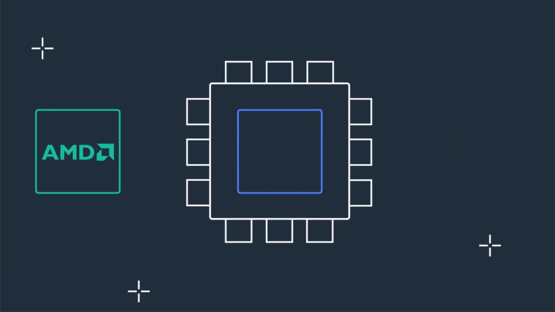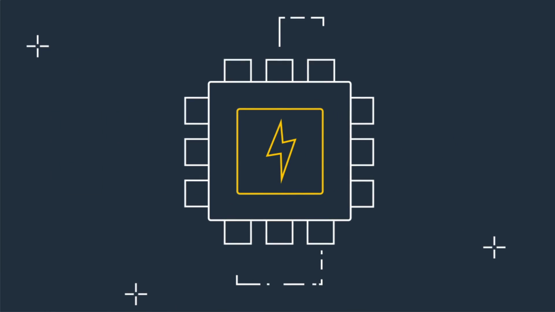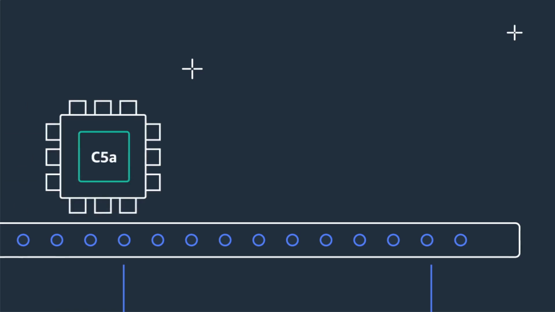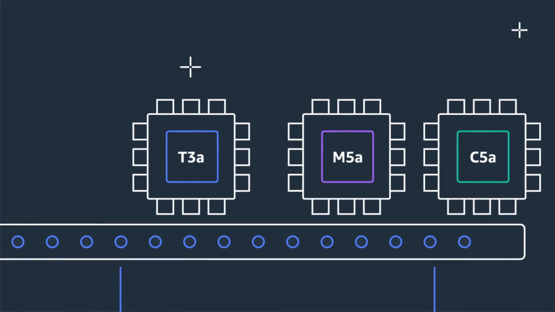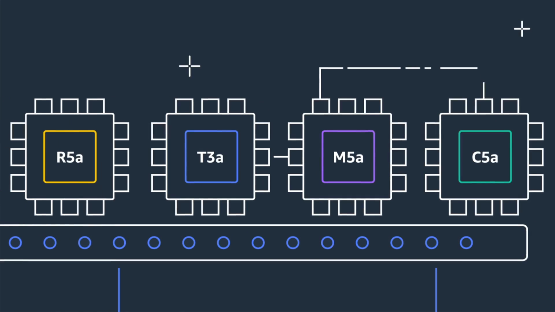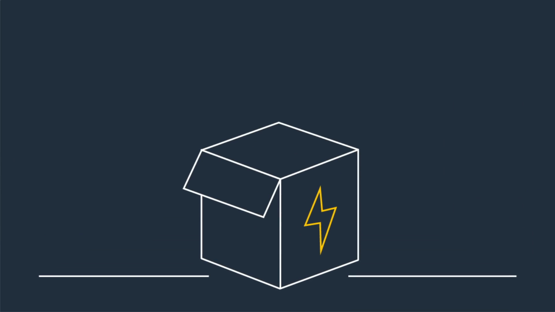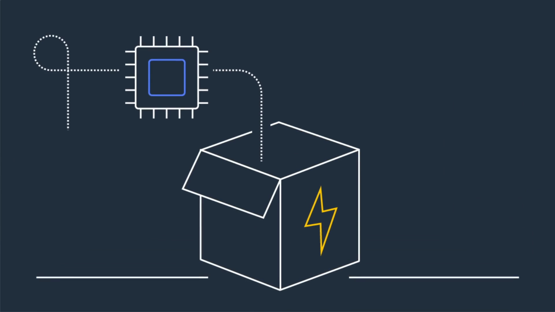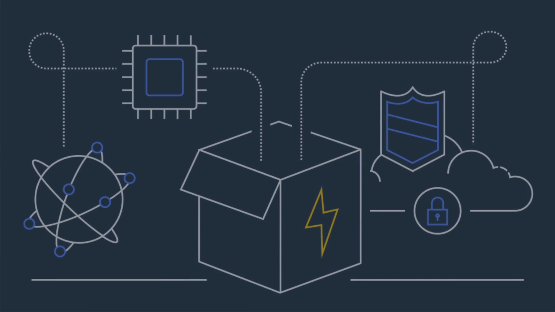Amazon EC2 instances offer custom-built first and second generation AMD EPYC processors and the AWS Nitro system. They are available in the compute-optimized C5A, general-purpose M5A, general-purpose burstable T3A, and memory-optimized R5A instance families. The Nitro system's dedicated hardware and software provides instances with high availability and security while reducing virtualization overhead.